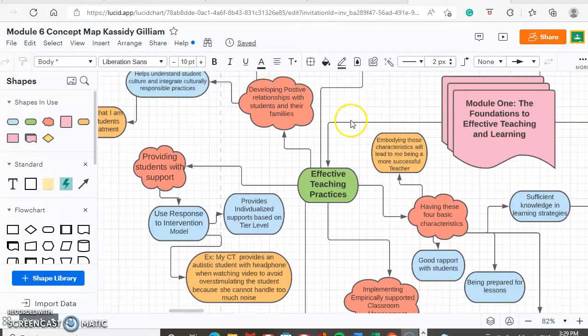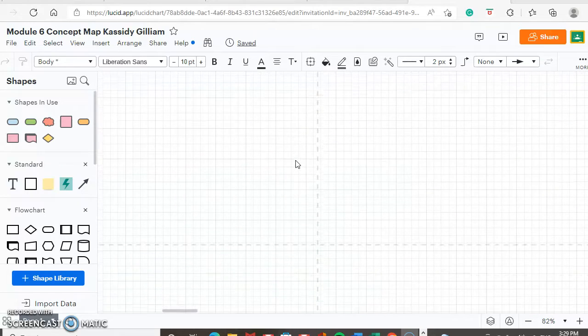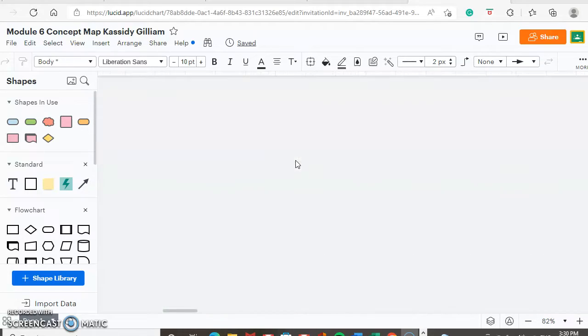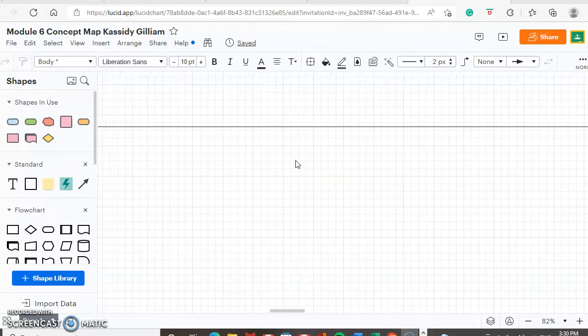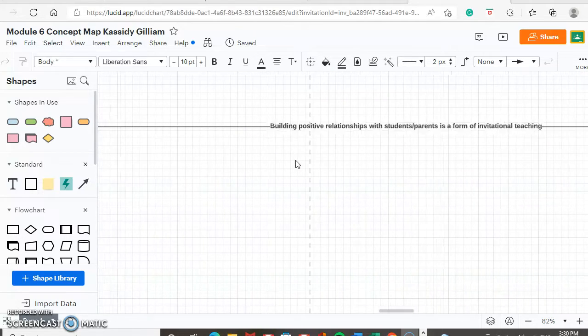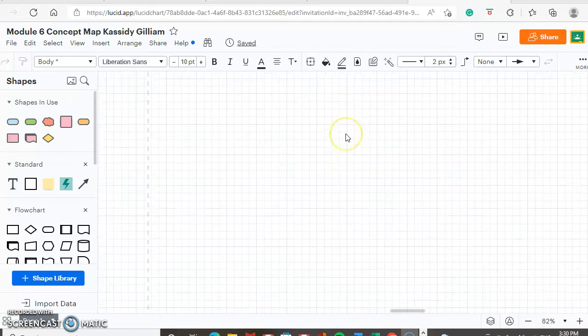And then Module 1 connects to Module 6 because it discusses an effective teaching practice of developing positive relationships with students and their families. And this is a form of invitational teaching that was mentioned in Module 6. So right here you can see where I drew this really long line that says building positive relationships with students and parents is a form of invitational teaching.